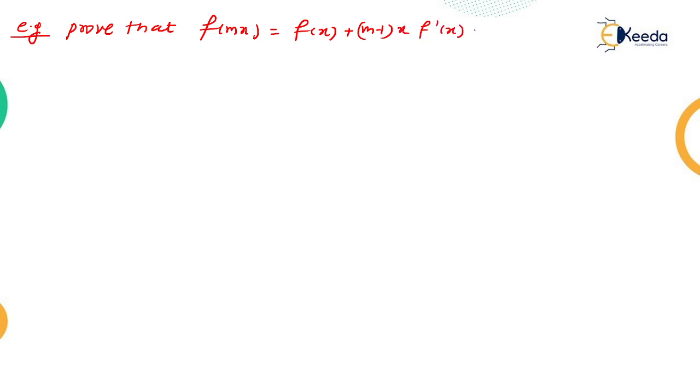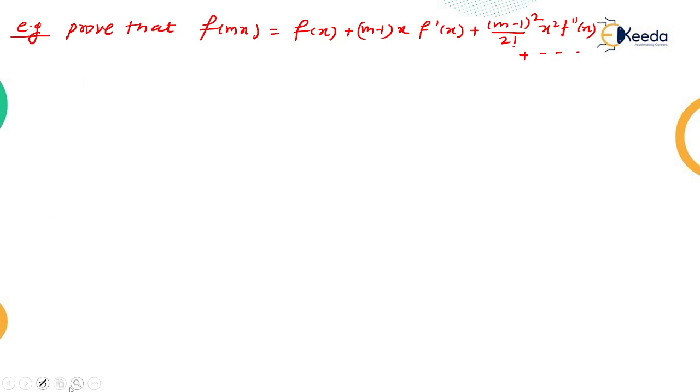Suppose you have to prove the Taylor series expansion of f of mx. I am writing here, for example, prove that f of mx is equal to f of x plus (m minus 1) into x into f dash of x, plus the next term, (m minus 1) whole square upon 2 factorial into x square into f double dash of x, plus and so on. We have to prove this, for example.